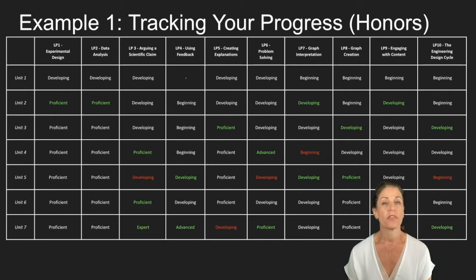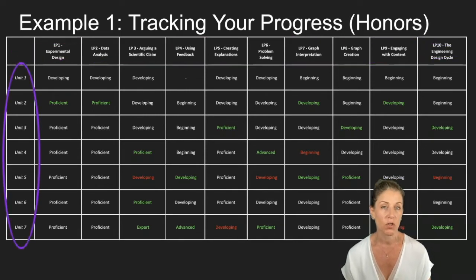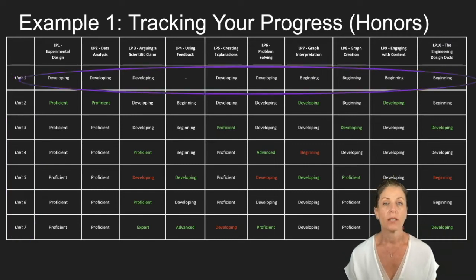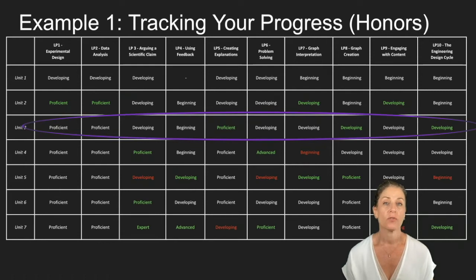This is an example of the performance of one student from my honors class over the course of the year. If you look across the top, you can see that the 10 practices are listed, and then down the first column, all of the units are listed. By the end of Unit 1, this student earned 5 developing and 4 beginnings. Good start. By the end of Unit 2, this student improved in 4 skills marked green to 2 proficient, 5 developing, and 3 beginnings. By the end of Unit 3, this student improved in 2 more skills marked green to 3 proficient, 4 developing, and 1 beginning.